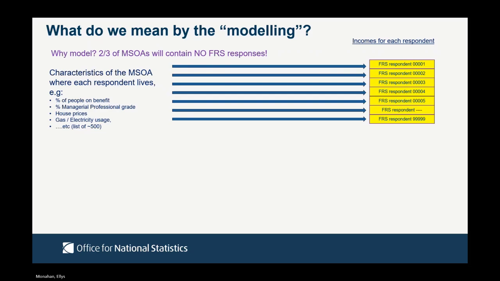FRS responses for each person, individual, for each household, and then we use to model it any information we know about the local MSOAs, from the census, percent of professional people, proportion of people on benefit, all at various age groups, house prices, gas and electricity use. So we put in a number of variables, and then we work out, the model says, how much each of these affect income. Do they increase it? Do they decrease it? Is it significant, and by how much?